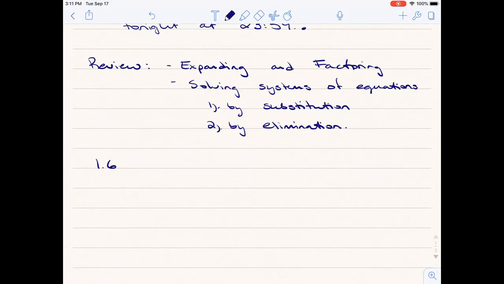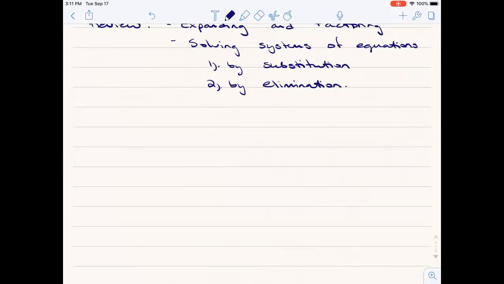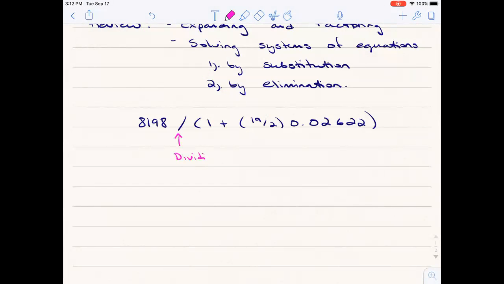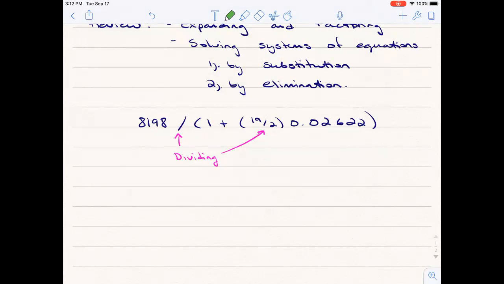This one? Yeah. So it'll say something like here, just so you guys can see, 8198 divided by, yeah, you're right, 1 plus 19 divided by 2 times 0.02622. Is that the one? Okay. So here, this is dividing. Same there. But also here, when we just have brackets and then a number, this is multiplication.